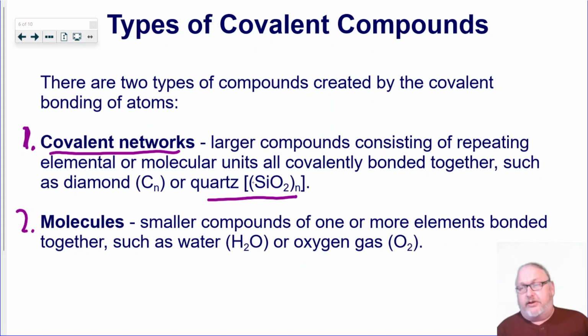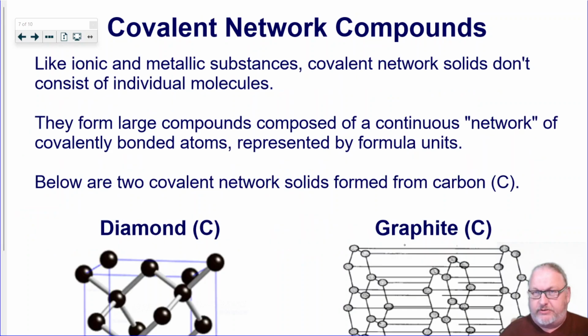And of course, molecules. Now these are smaller compounds. They're discrete units of one or more elements that are bonded together. We want to think water is a good example, or diatomic oxygen, or oxygen gas, O2. So H2O and O2 would be molecules because they are sharing those electrons.